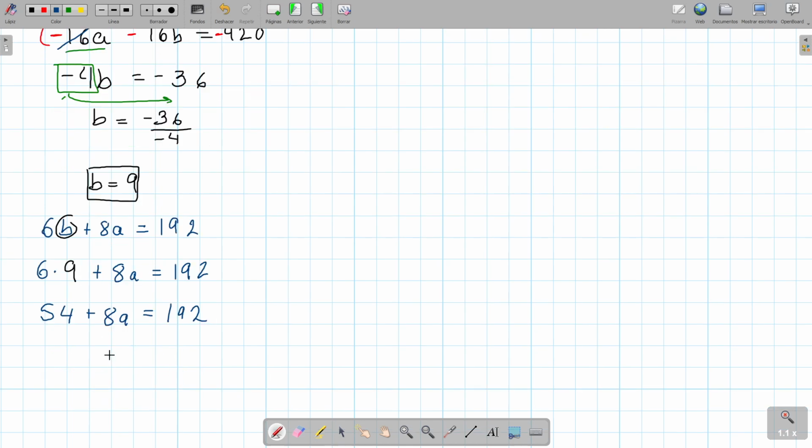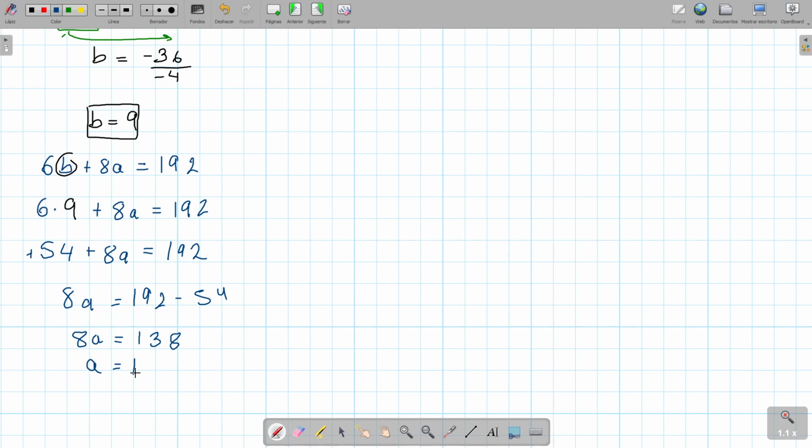This can go to the other side. Instead of being a positive number, it's going to be a negative number on the other side. So we have 192 minus 54. So it's going to be 8 times a equals 138. a is going to be 138 divided by 8.